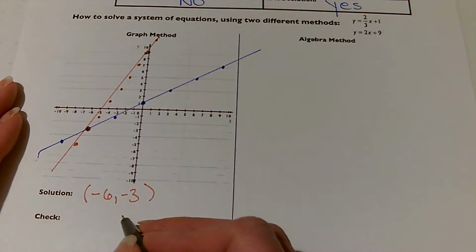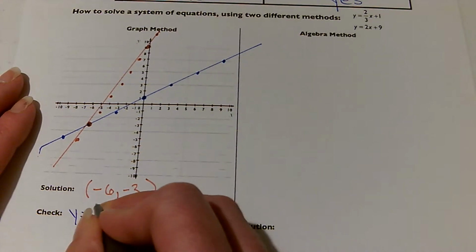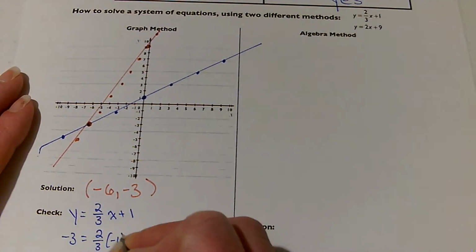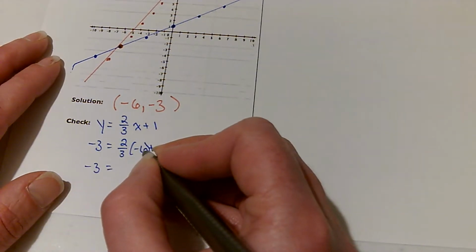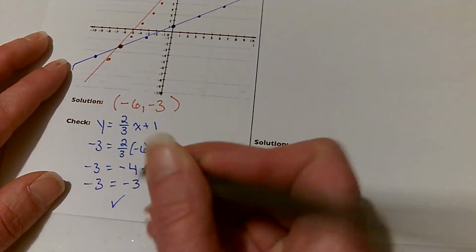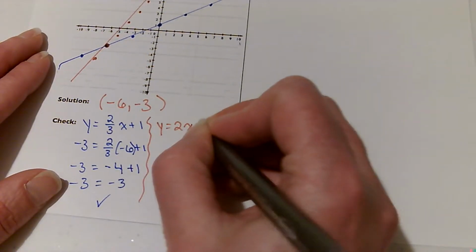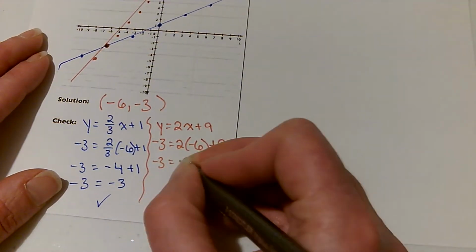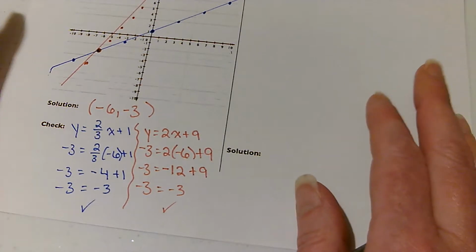How can I test to see if it's a solution? Well, I'm going to plug it back into each equation. So I'm going to go to line 1. y equals 2/3 x plus 1. -3 equals 2/3 of -6 plus 1. 2/3 of -6. Well, 3 goes into -6 -2 times. -2 times 2 is -4 plus 1. It works. Yay! But just because it worked in that one doesn't guarantee that it's going to work in the other one. -3 equals 2 times -6 plus 9. 2 times -6 is -12 plus 9. It worked. So while I was kind of guesstimating on my graph, it did work.